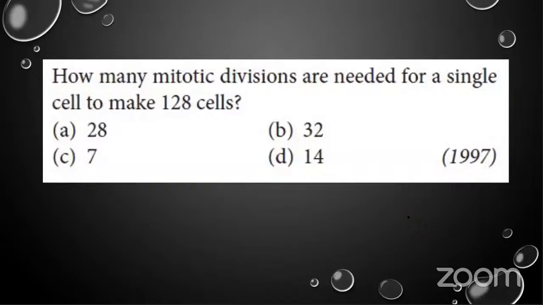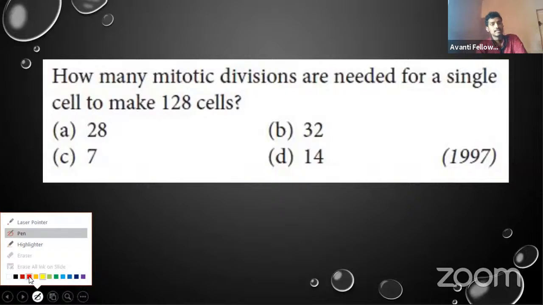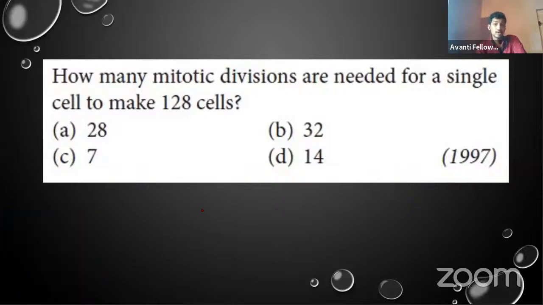So one question came, a simple question. You solve this, then we can move on to the next one. How many mitotic divisions are needed for a single cell to make 128 cells? Option A 28, option B 32, option C 7, and option D 14. I'm launching the poll now. You can answer in the poll, or those in the YouTube live chat can answer in the chat. No issue, take your time and answer.